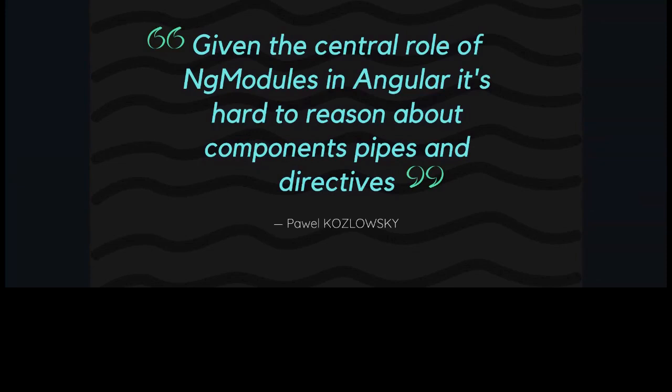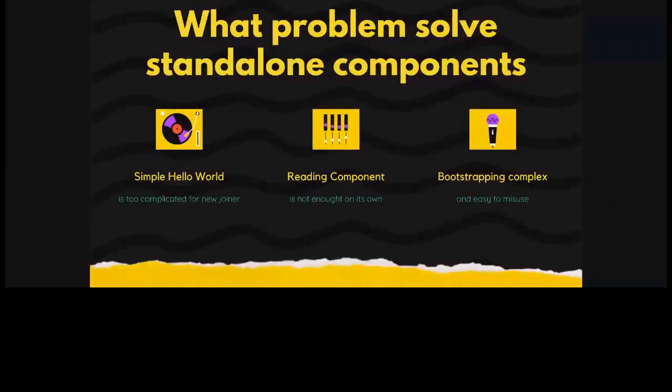And for maintainers of libraries like Storybook, it was also very complicated to maintain, because to test just one component, it was mandatory to also create modules. So I think the approach of giving NgModules such a central role was not the right way, to be honest. Some people even said it was a workaround, you know. So, what problems do standalone components solve?